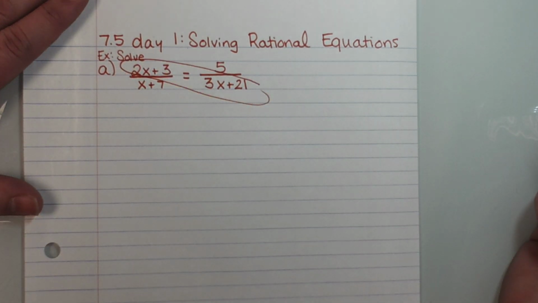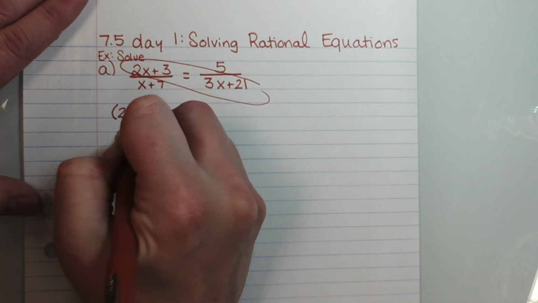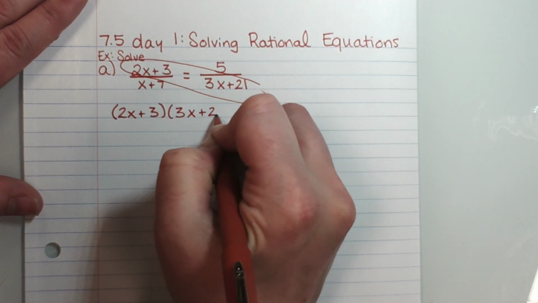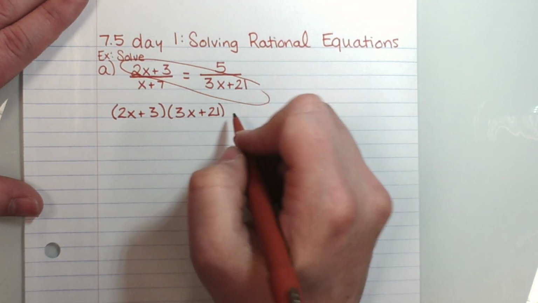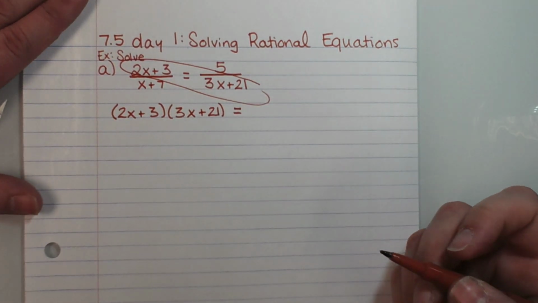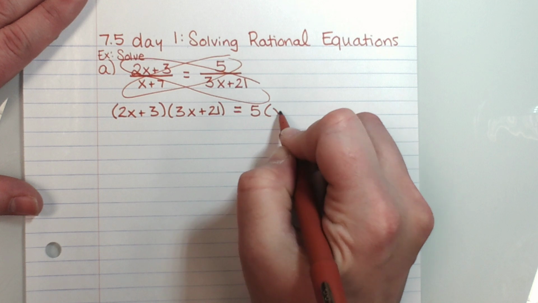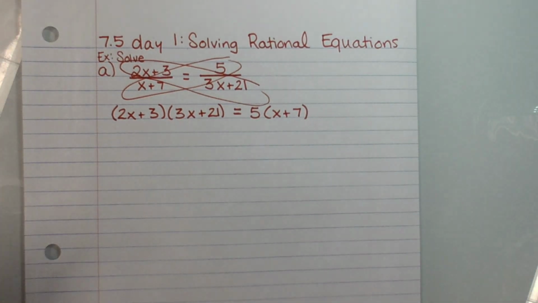Remember multiplying those? When they have pluses or minuses, what do you need? Parentheses. 2x plus 3 is going to get multiplied by 3x plus 21. And that is going to be equal to 5 getting multiplied by x plus 7. Where do I start solving?